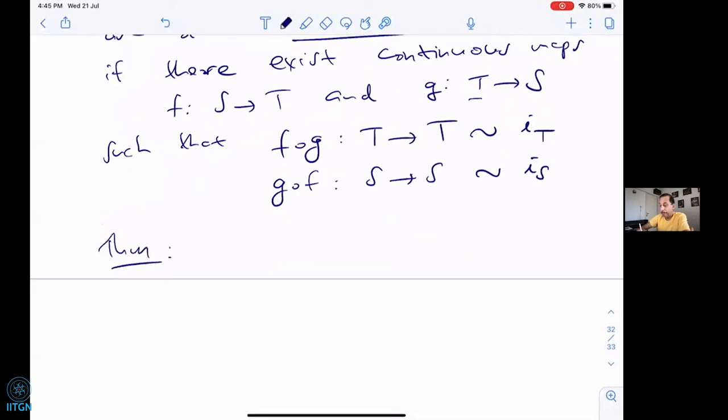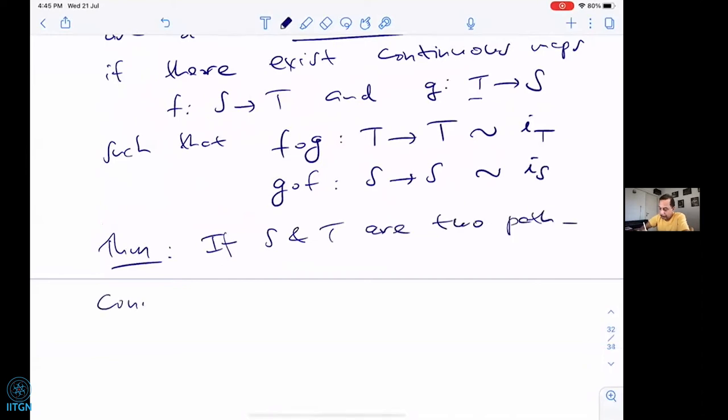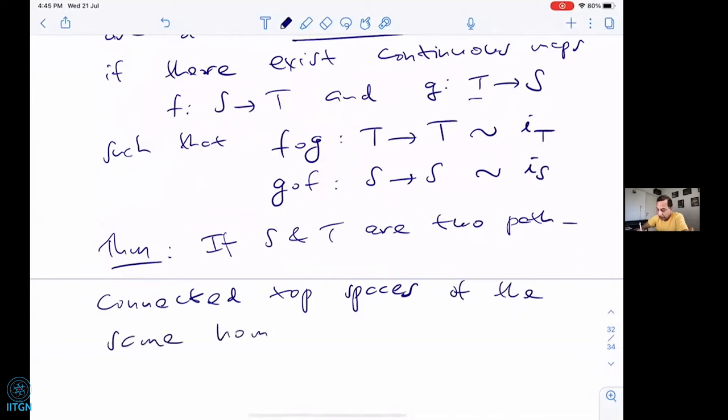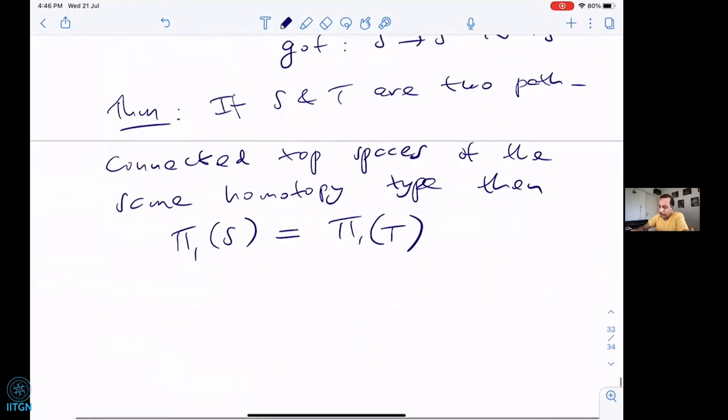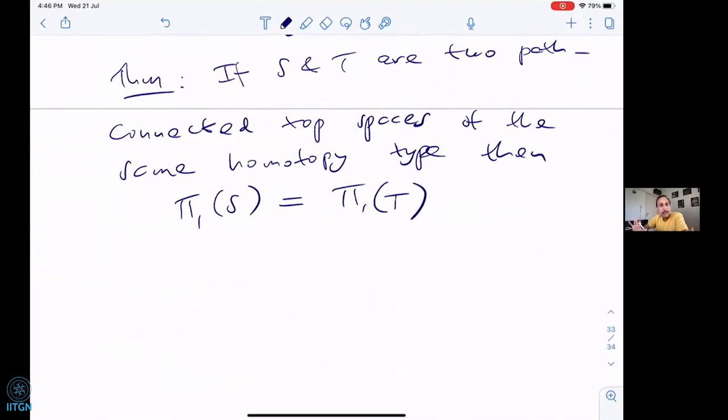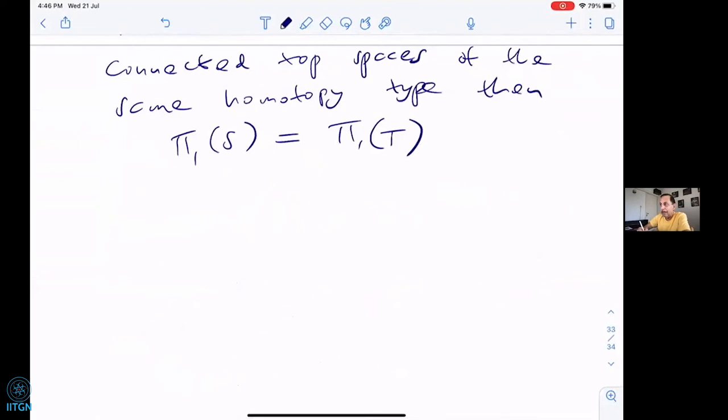Theorem. If S and T are two path connected topological spaces, and they are of the same homotopy type as per the definition above, then pi 1 of S is equal to pi 1 of T, where equal between groups always means isomorphism. So pi 1 of S and pi 1 of T are isomorphic to each other. Basically, being of the same homotopy type just captures the fact that pi 1 of one is the same as pi 1 of the other. So let's summarize. Let's make two comments here before we get to the examples.